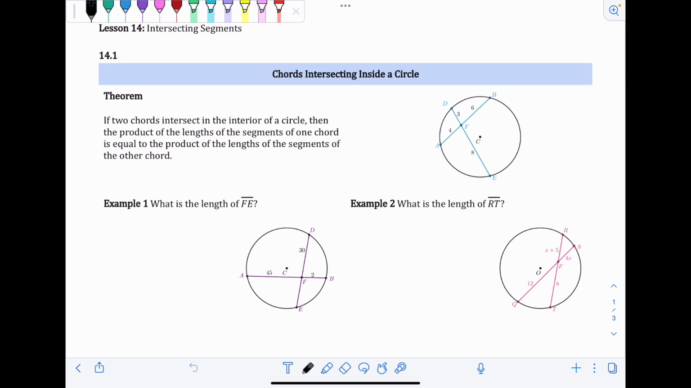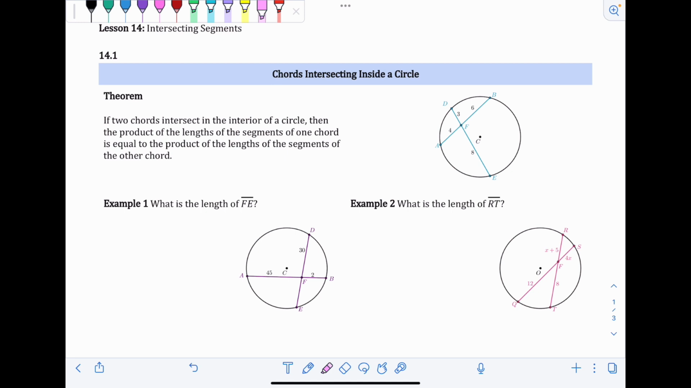So remember that a chord is a line segment that attaches to either side of the circle and crosses through the circle, not the middle of the circle, and connects to the other side. So like AB in that graphic is a chord, and then so is DE.